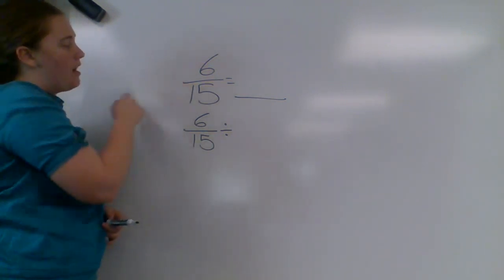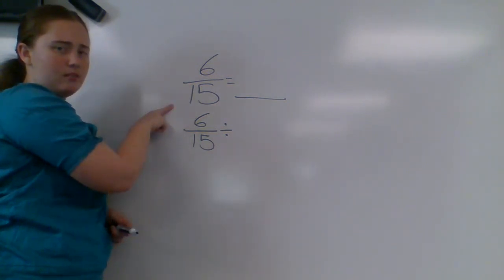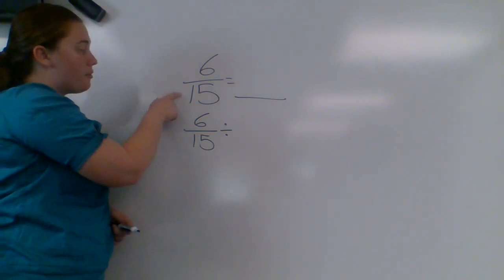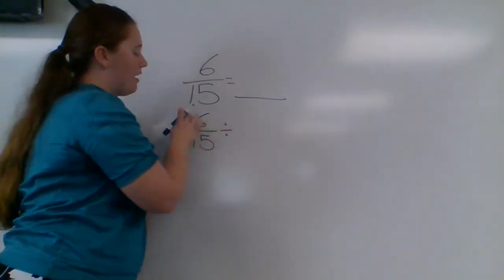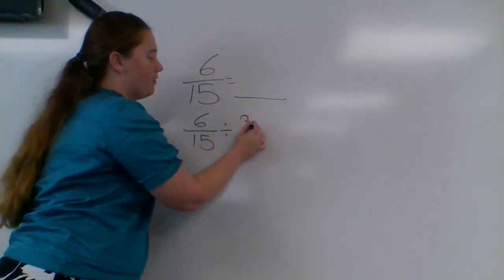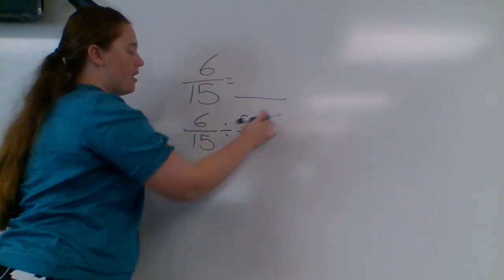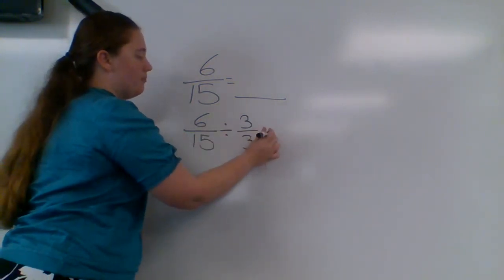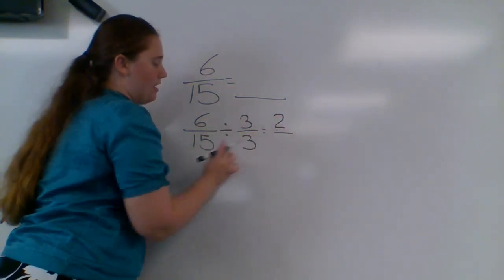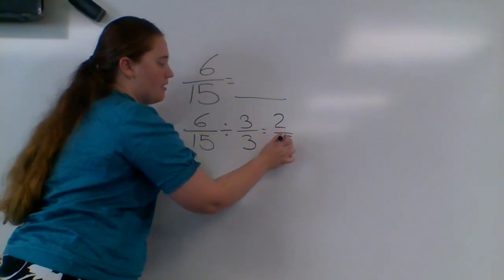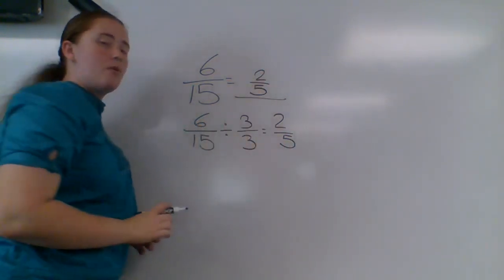2 will work for 6, but not 15. 3 will work for 6, but will 3 work for 15? It will. 3 will go into 15 evenly. 3 will go into 6 evenly. So we'll use 3. So we'll have 6 over 15 divided by 3 over 3. So we'll divide across the top, divide across the bottom. 6 divided by 3 is 2, and 15 divided by 3 is 5. So my answer is 2 over 5, or 2/5.